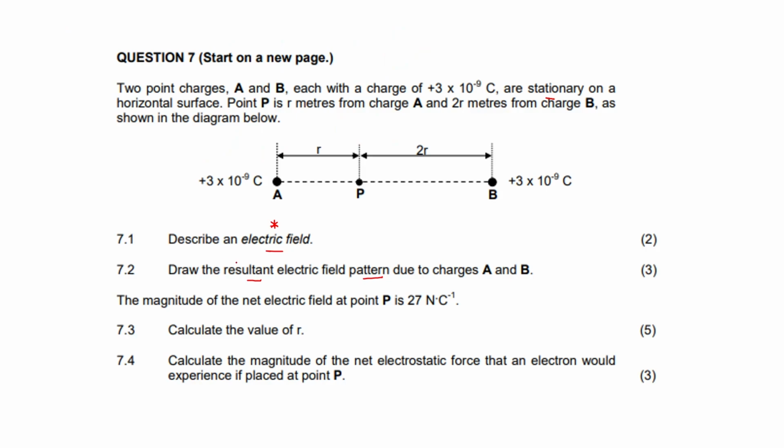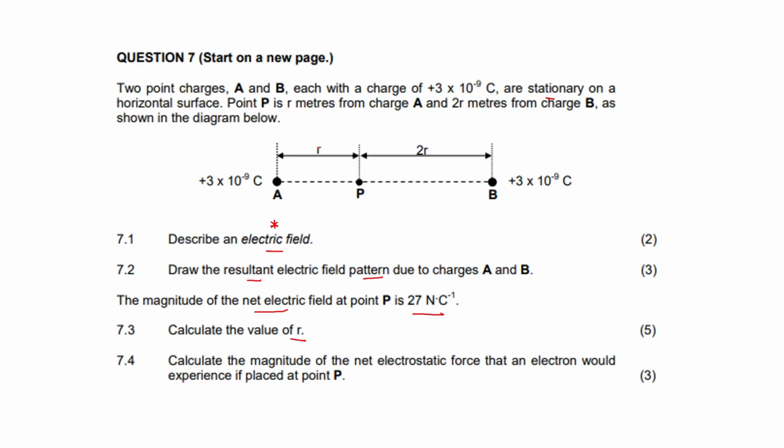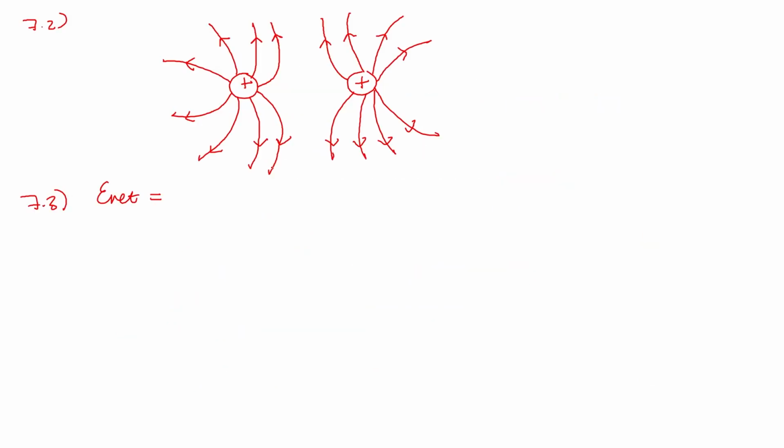Then they tell us that the net electric field at point P is 27 newtons per coulomb, and they want us to calculate that little variable, R. Of course, because they didn't give it to us, we're going to have to calculate it. First and foremost, what do we know about the net electric field at point P? We know it's going to be the electrostatic field of A minus B, or B minus A. So that's what we know so far. I'm going to take A minus B.